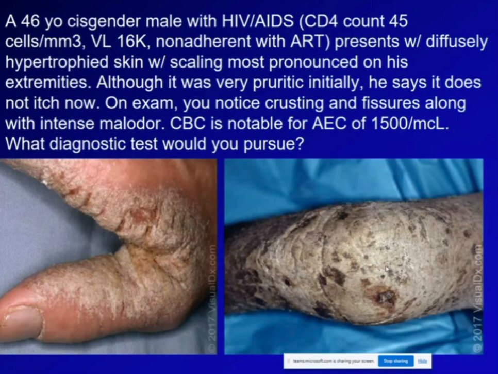Patient with AIDS, CD4 of 60, with hypertrophied skin and scaling most pronounced on his extremity, although it's very cryptic. Initially says it does not itch now. On exam, we notice crusting and fissures along with intense malodor. CBC is notable for an AEC of 1500. What diagnostic test would you pursue? Do you need a diagnostic test?